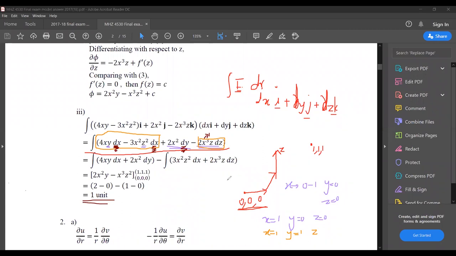So what would be the answer? Anyone who worked out this one with me? Because I don't remember the answer exactly. And if you have any doubts, please ask.